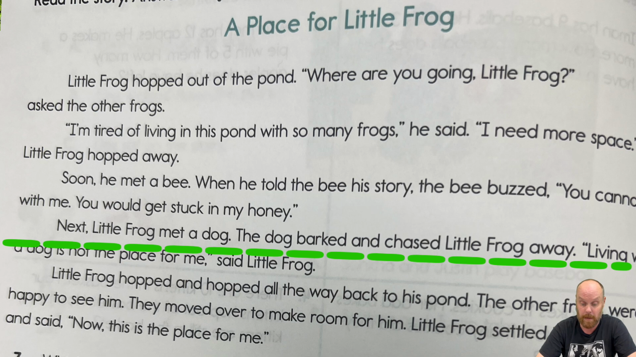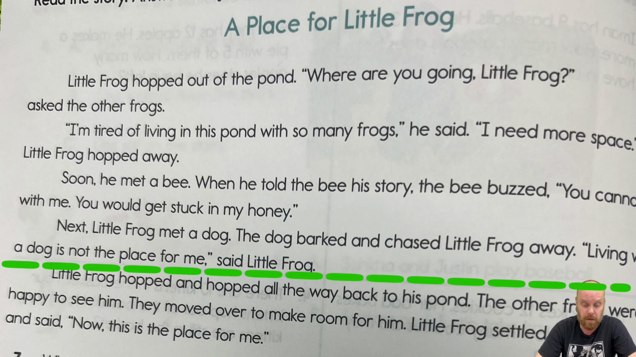Next, the little frog met a dog. The dog barked and chased Little Frog away. "Living with a dog is not the place for me," said Little Frog.